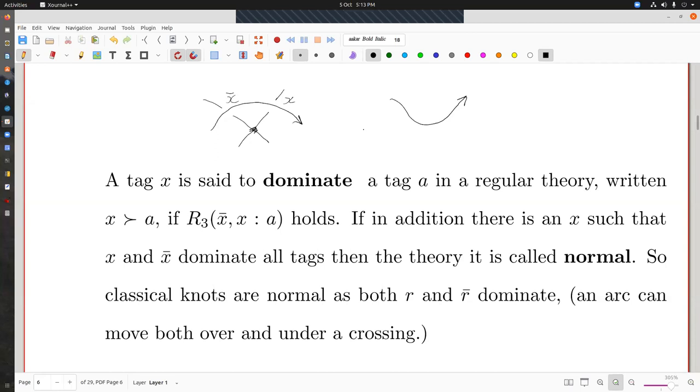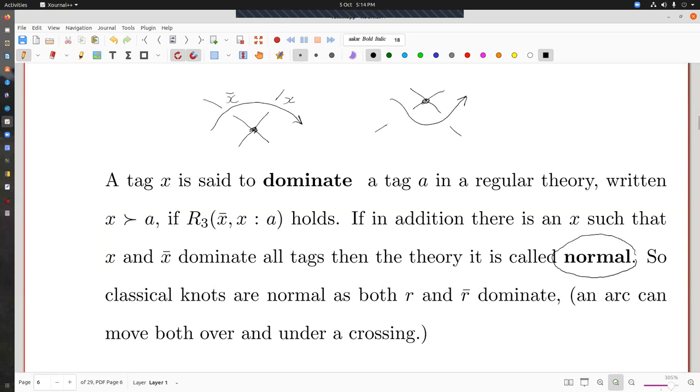Okay, so. And of course, which tags on an arc allow it to dominate defines the theory. So if there's an X such that X and X bar dominate all tags, then the theory is called normal. Okay, so that's the next definition to think about. Okay, that's a normal knot theory.